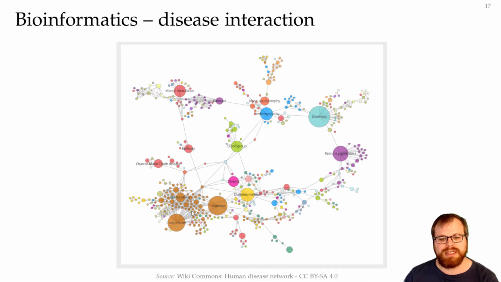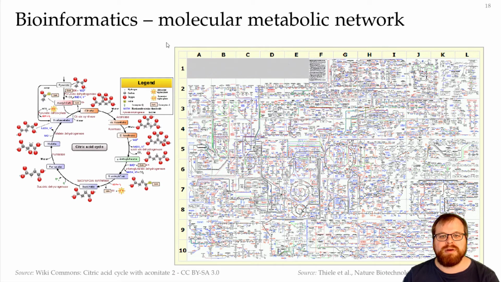And you can see here that there are clusters. For example, different types of cancer, of course, are connected, but they are not so connected to mental retardation. We have molecular metabolic networks. This is the largest humanly drawn graph that we are aware of, at least in bioinformatics it is. And this is about the metabolic network of the human. And this was laid out by many students over many years.